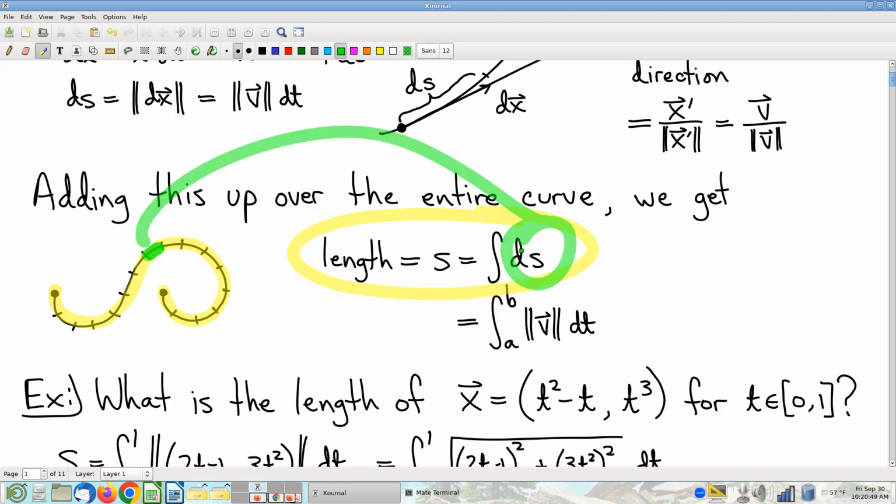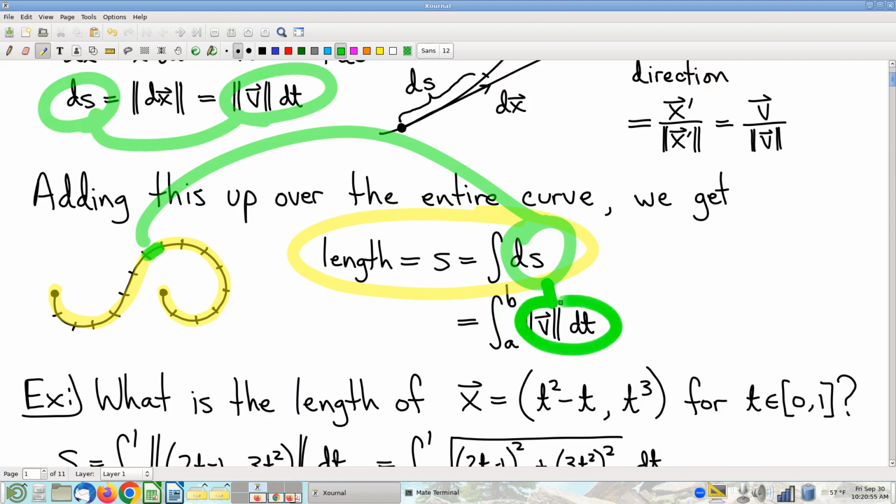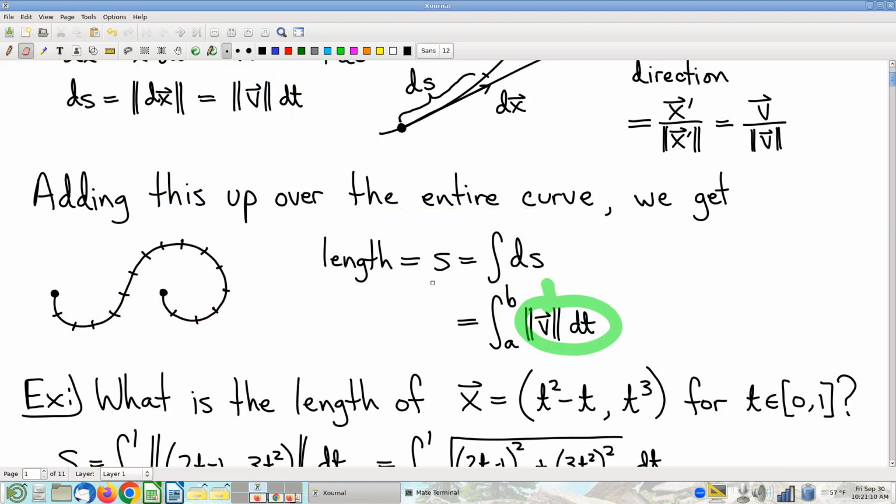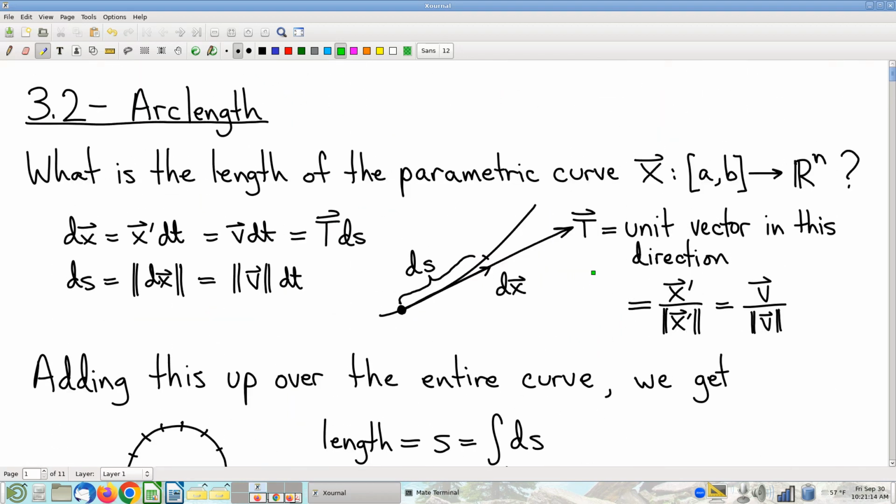We just argued over here that ds is the magnitude of v times dt. Right? And we're done. We have ourselves a formula. This is a single variable calculus problem at this point. It's just do that single variable integral. Okay. All right. So, a quick digression before I move along.